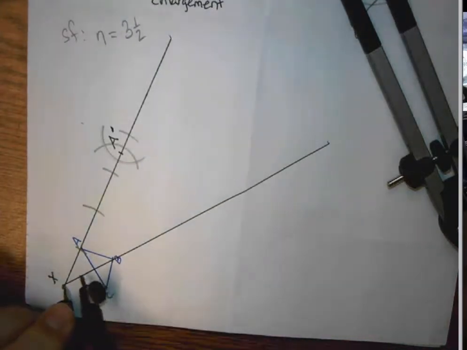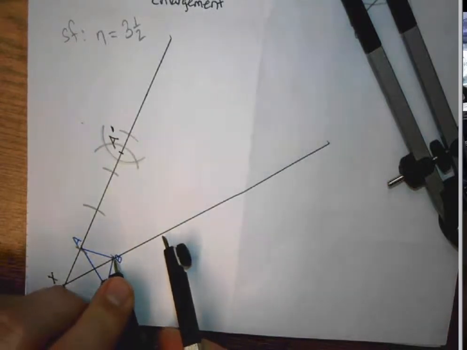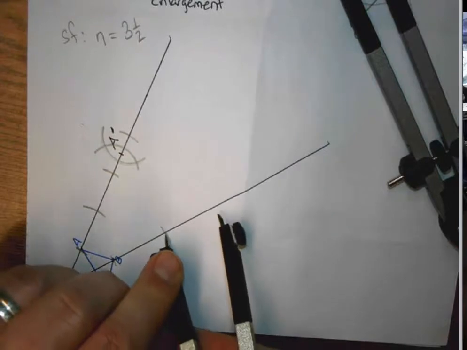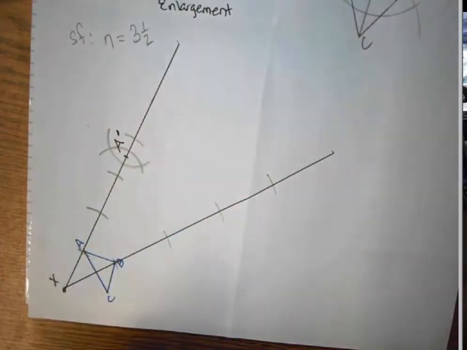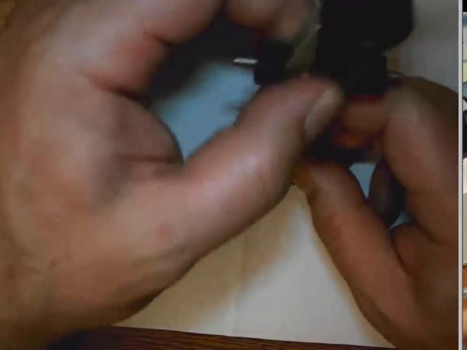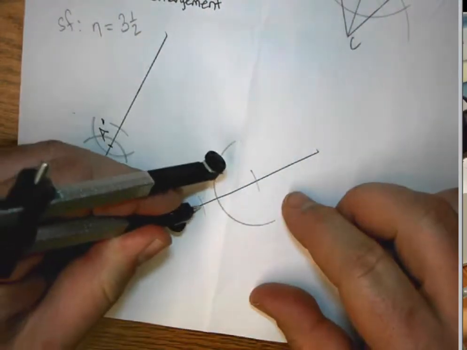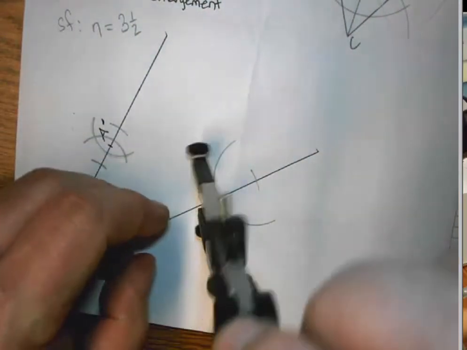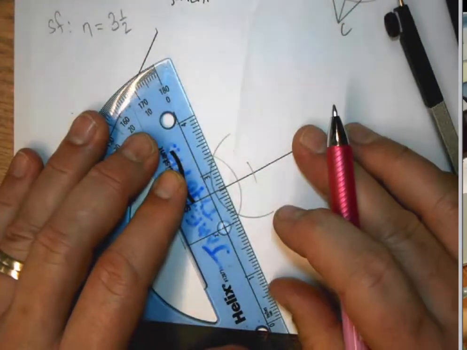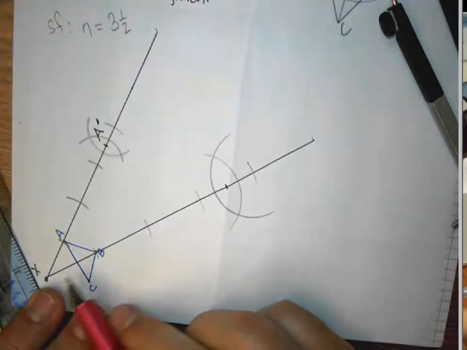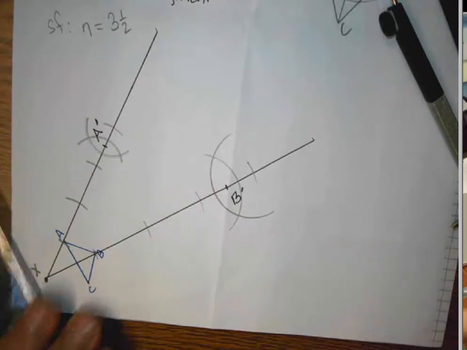I open up from X all the way to B, make my mark, and then I go 2, 3, 4 times away, and then I come back and say I want to back off half of that. So I'll make my perpendicular bisector, and I don't really care about the perpendicular nature. What I care about is the bisector nature. I'm going to want to bisect this segment between 3 and 4 because that would be 1, 2, 3, 3.5 units away. So there's my B prime.